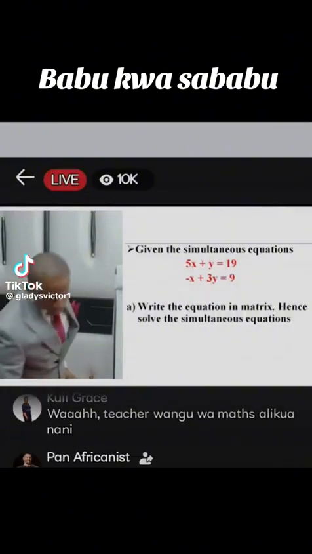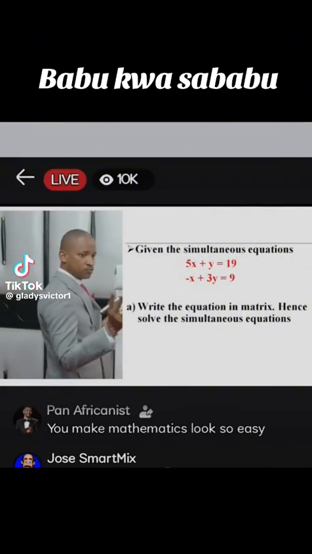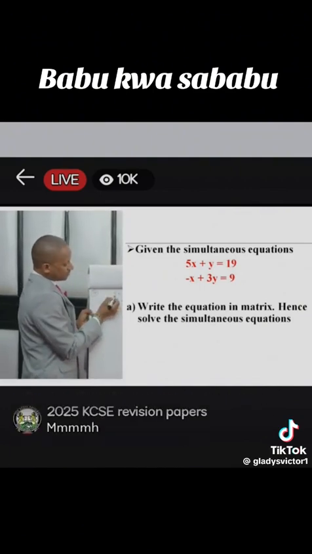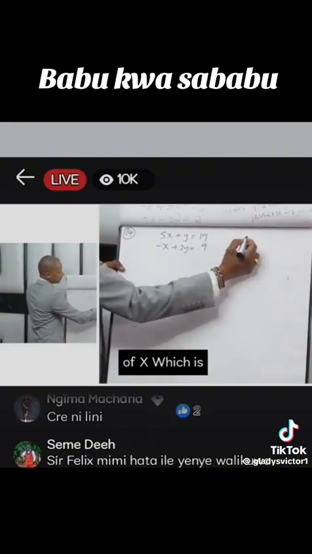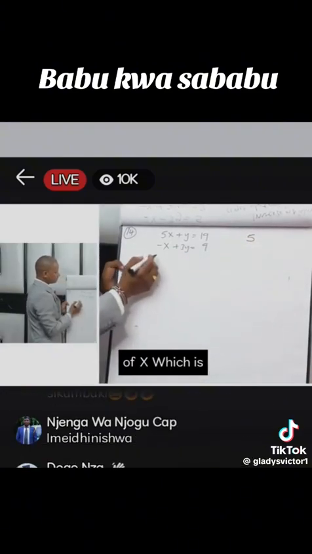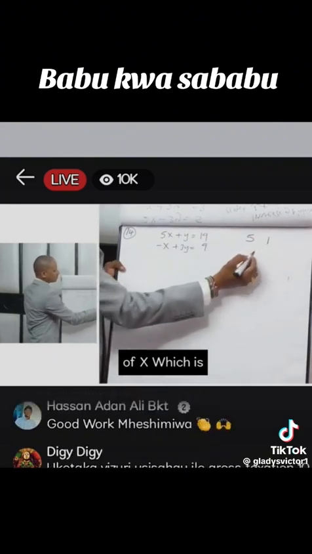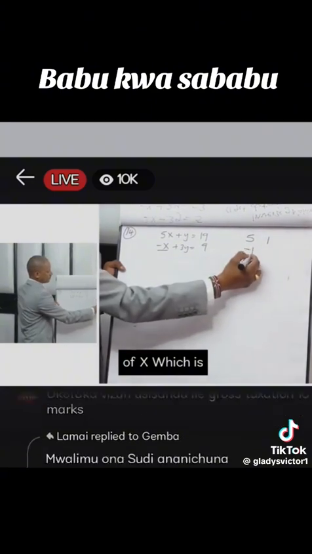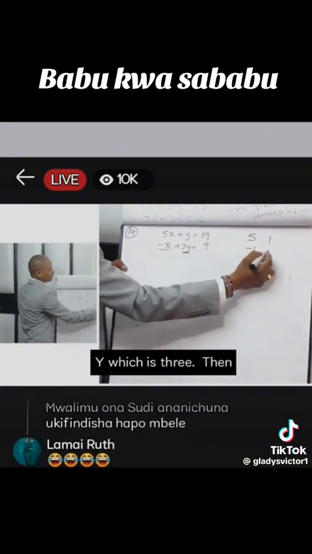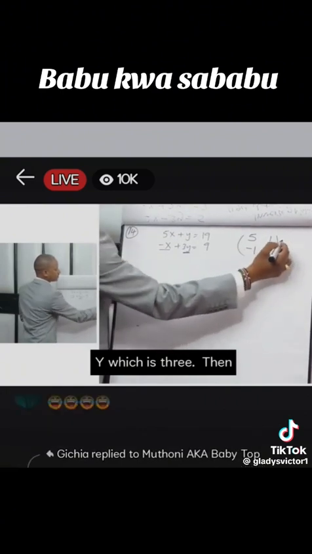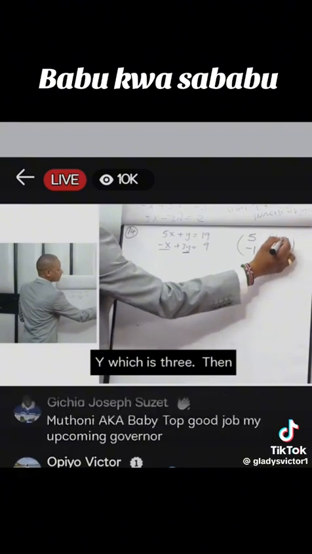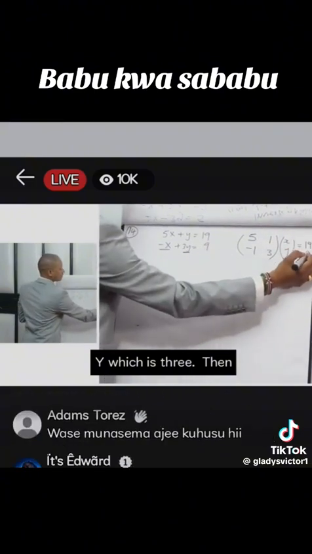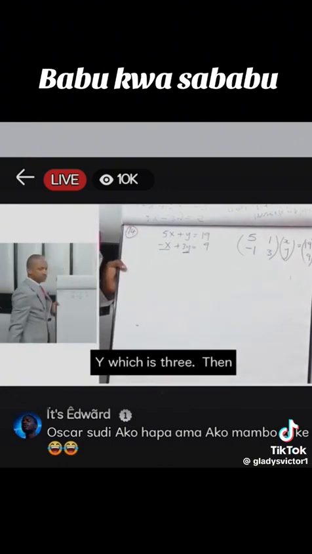Write the equation in matrix form, part A. It has two parts. In matrix form, you just take the coefficient of x, which is 5, coefficient of y, which is 1, coefficient of x in the second equation, minus x, which is minus 1, and the coefficient of y, which is 3. Then x, y equals 19, 9. This is in matrix form.